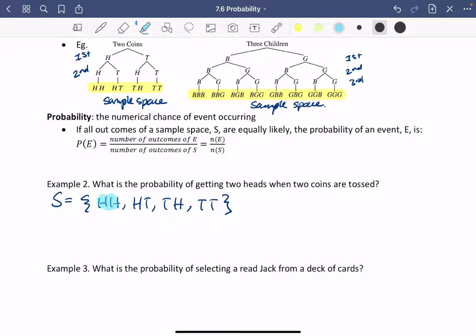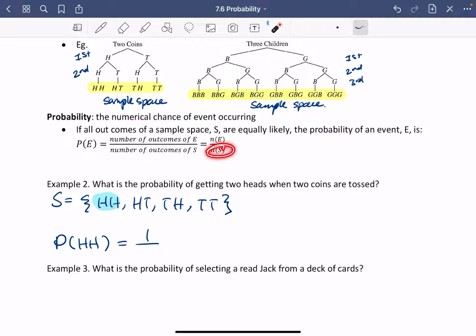Well, right here. Okay, so how many times can 2 heads appear? Probability of 2 heads. Well, it can only appear once, because that's the only outcome where both are heads. The other ones were heads, tails; tails, heads; and tails, tails. So it can only appear once.